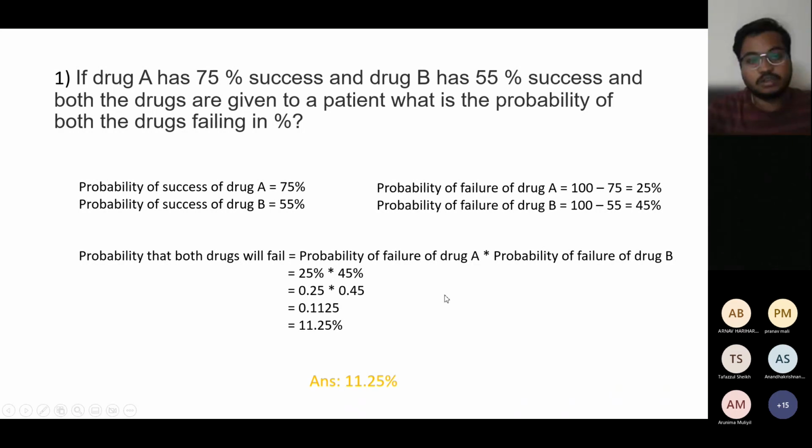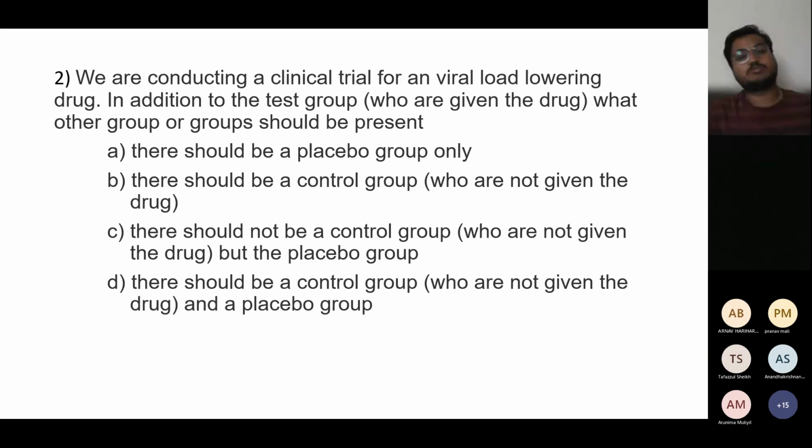Next, for question number 2, the question is, we are conducting a clinical trial for a viral load lowering drug. In addition to the test group who are given the drug, what other group or groups should be present in the trial? The first option is, there should be a placebo group only. A placebo group is a group that is given a sugar pill basically. They are given something that resembles the medicine but is not the medicine.